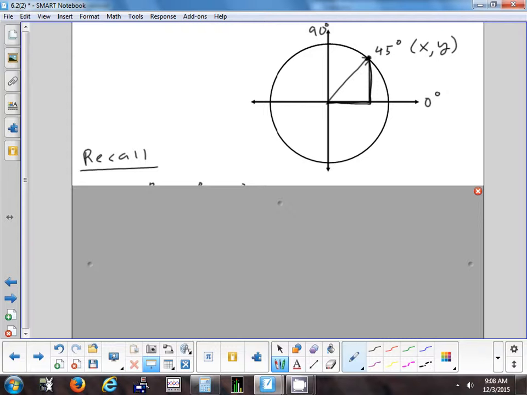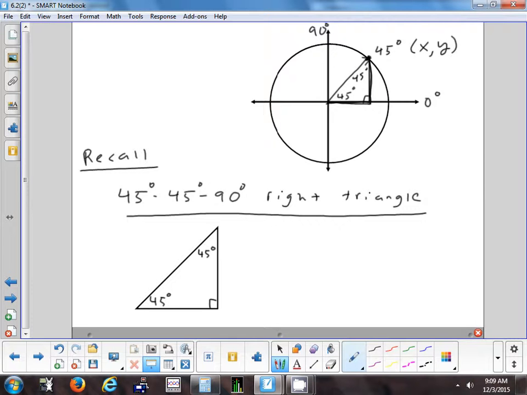Now this is a 45. That's a 90. So what's this other angle up at the top? Yeah, all the angles have to add to 180. So I have the same triangle, just a little bigger down here, so we can work with it easier.